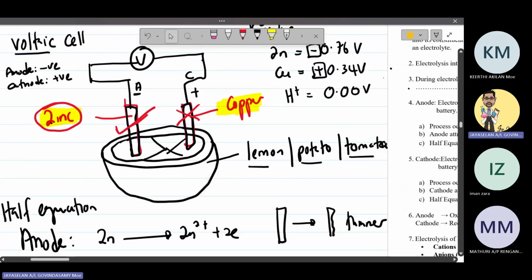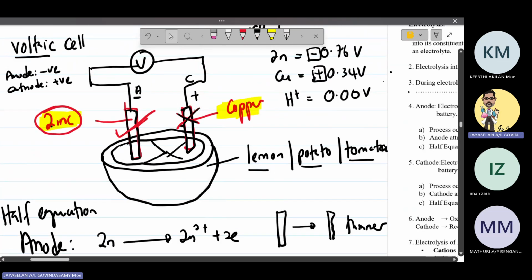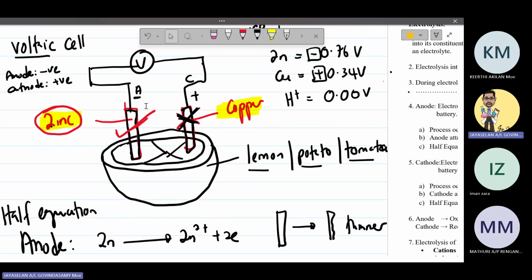Now cathode, I cannot choose the electrode. So talk to yourself: I cannot choose the electrode. That means I have to choose what? Here I already chose the anode. You cannot choose twice. The rod only once. Only at the anode you choose. At the cathode you cannot choose, right? So I have to choose one ion from here. Lemon, potato, tomato is made up of what? Made up of acid. What acid? Citric acid.